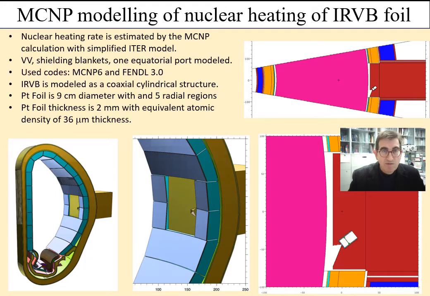Then my colleague Nishitani-san did an MCNP calculation of the heating of the foil by gammas and neutrons, and this describes the model that he used, just a one-sector model. The foil, the IRVB, is modeled as a coaxial cylindrical structure with a 9 centimeter diameter foil and 5 radial regions.